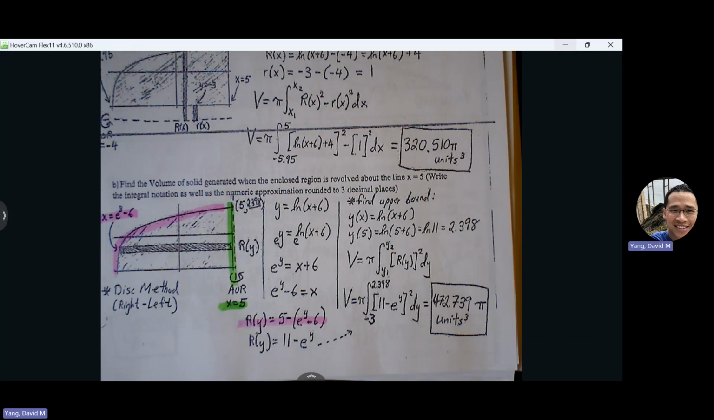Which one are you on? I finished number 3, but I don't know if it's right. Okay. 3A. All right, 3.